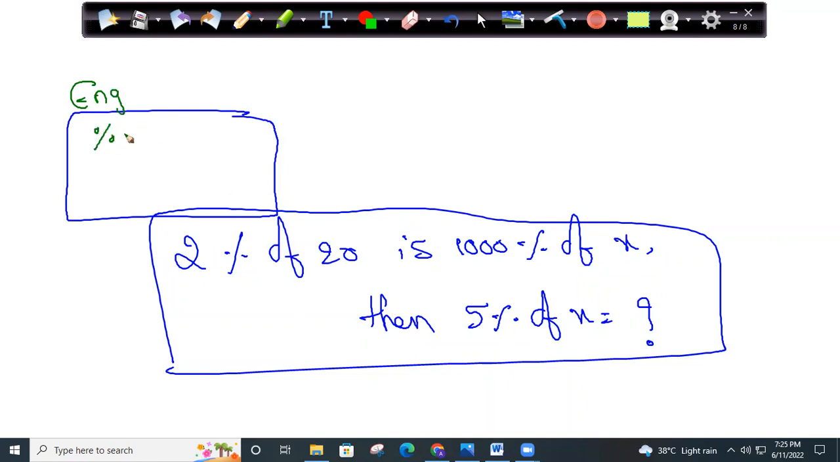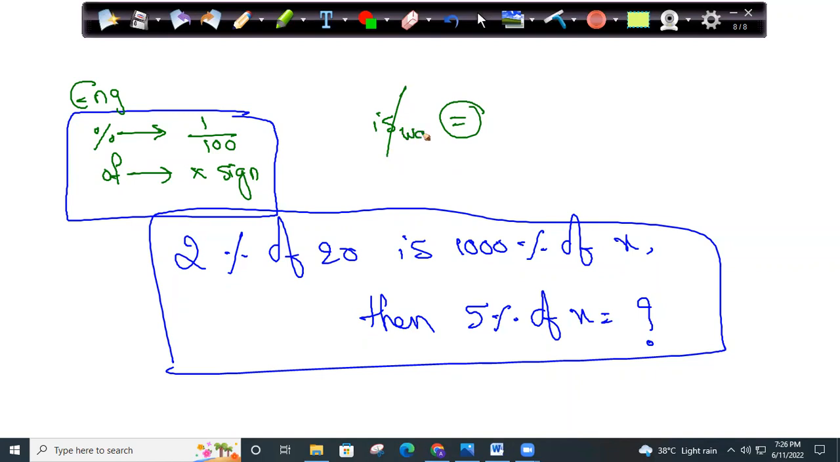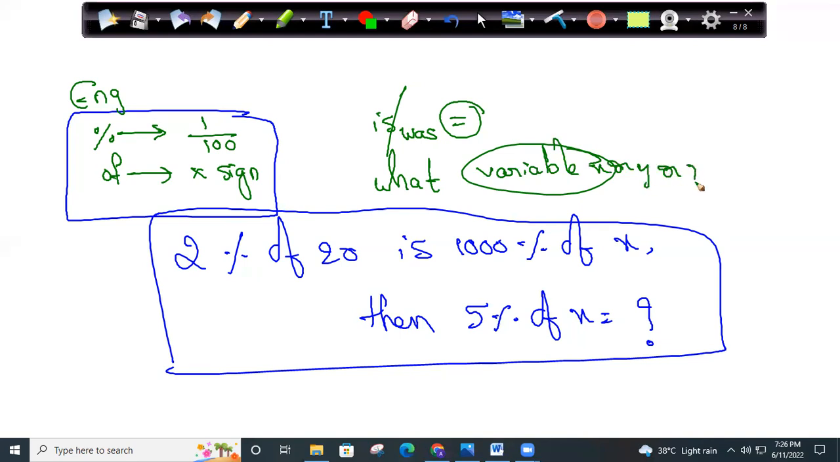Whenever you see percentage, what is the meaning of percentage? 1 by 100. What is the meaning of "of"? Multiplication sign. What is the meaning of "is"? Equal to sign. "Is" or "was" also. What is the meaning of "what"? Some variable, like X or Y or Z. Just remember this. They might look very simple, but they're very powerful.